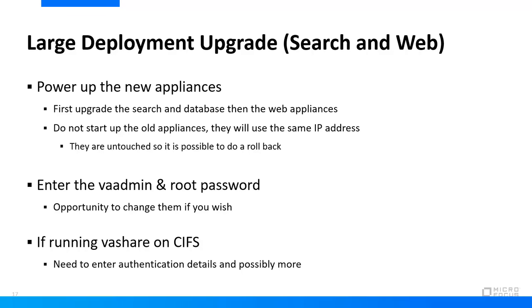Then power up the new appliances, and as we saw, you're going to get prompted for the VA admin and the root passwords there. Again, do this in the right order. First the search and the database appliance, and then finally the web appliance. And as I said, if you're running VA Share on CIFS, then there may be some additional information that you need to enter for that during the upgrade process.